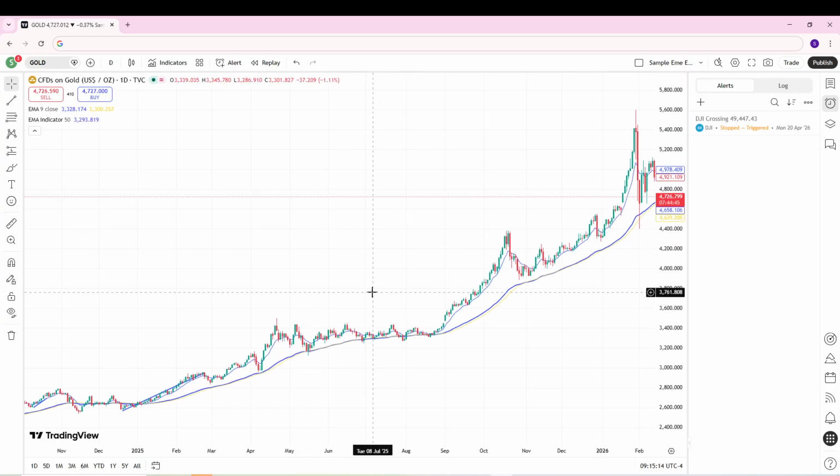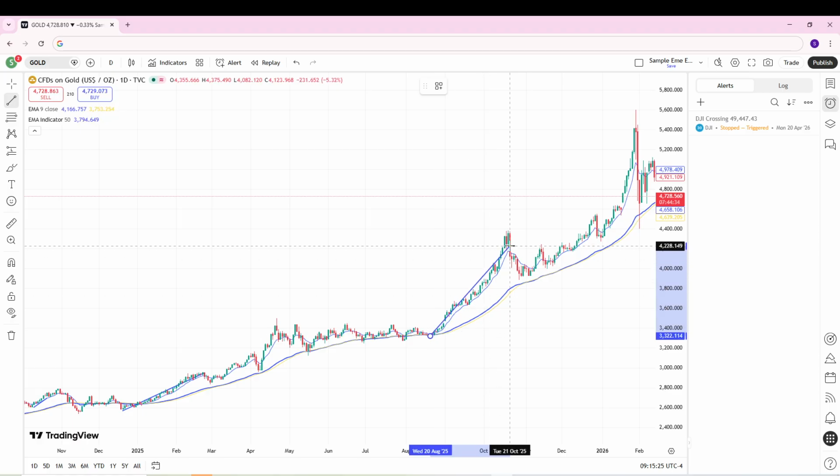If price eventually breaks below the trend line, that is also important. It can signal that the trend is weakening or shifting, and what was once support may turn into resistance when price retests it from below.